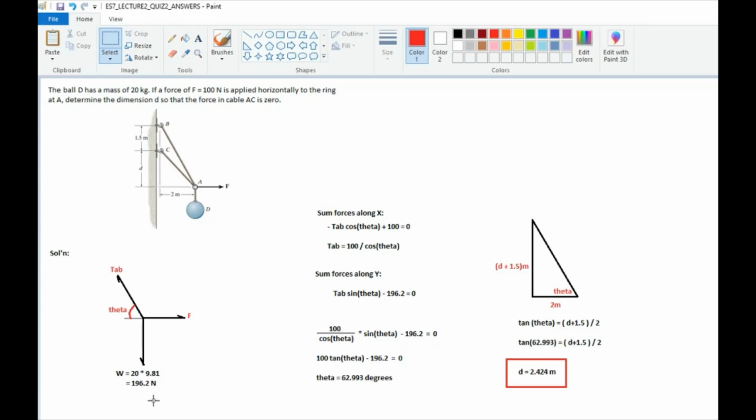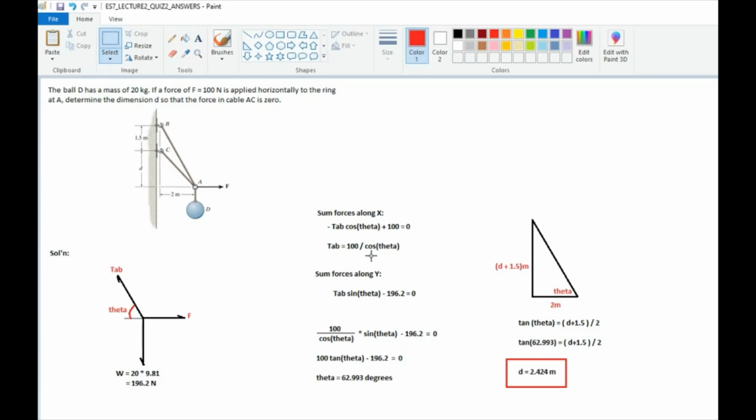Now, summing forces along X. So, alin lang ba dyan yung may contribution sa x-axis? We have TAB and F. So, TAB is to the left, kaya negative. So, negative TAB cosine theta, this is the x component, plus 100. So, that is your F. So, wala nang iba, kaya equals 0 na. Expressing this equation in terms of theta, we have TAB equals 100 over cosine theta.